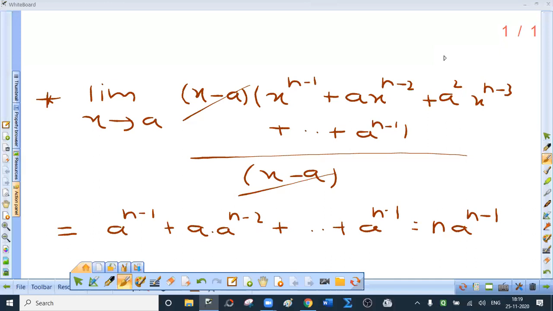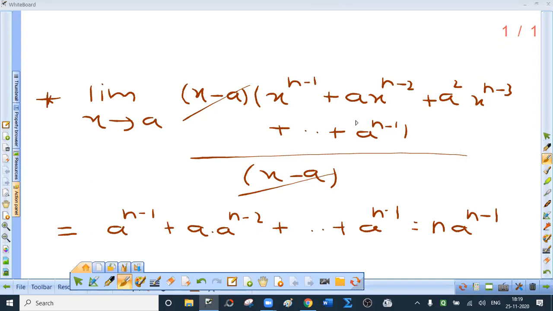See, there is one more method. On putting x equal to a, we get 0 by 0 form. Means x minus a must be a factor of the numerator. If x minus a is a factor, the other factor is x raised to n minus 1 plus a into x raised to n minus 2 plus a square into x raised to n minus 3 up to a raised to n minus 1. In tomorrow's lecture, I'll explain the reason.